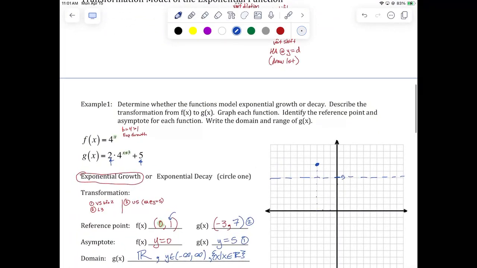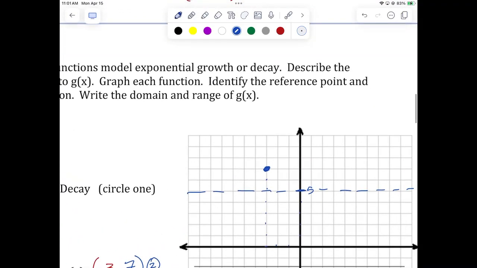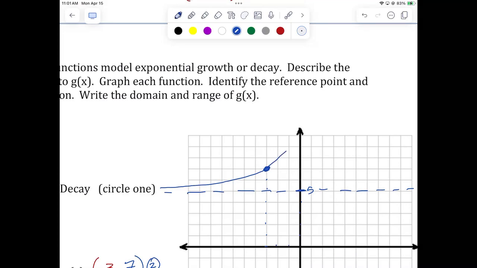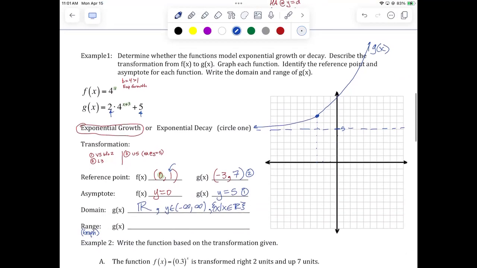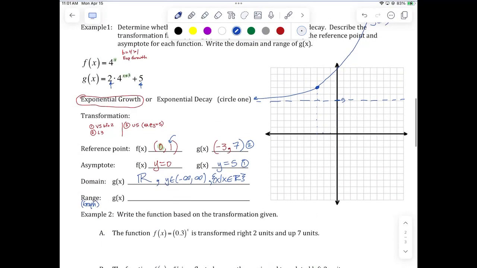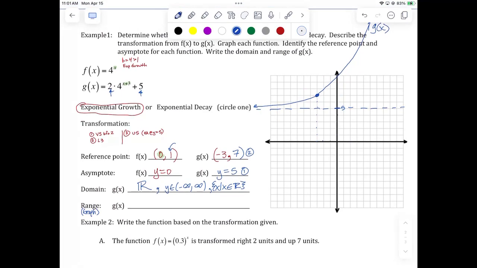Okay, now all we've got to do is draw a graph through that point. That's what? Growth or decay? Growth. So we're going to come from the horizontal asymptote, from the left, pass through that point, and then just take off, getting bigger and bigger. We actually go right off the graph, don't we? And then we'll label it as g of x. That's all we've got to do. Fun, easy, right? All right, now we can get the range. What's the range of this graph?